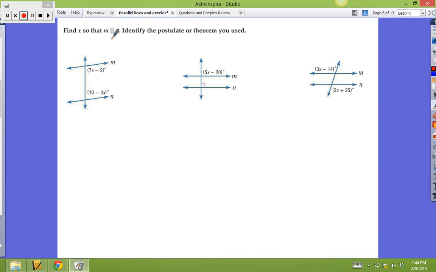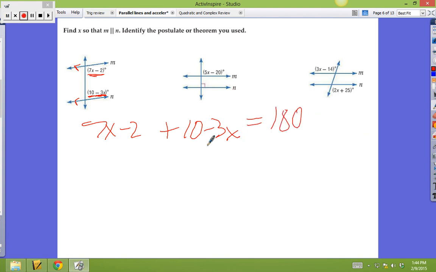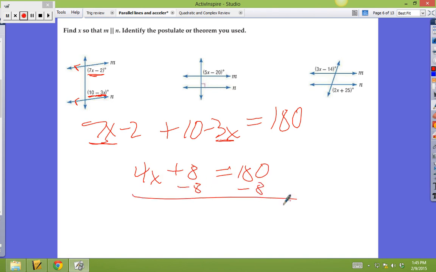Alright, now you want to make them parallel, so kind of like the one we did earlier, you got to find the value of x so that they will be parallel. So I want to make M parallel to N, and these are consecutive interiors, so that means they are supplementary. So I've got to do the algebra: 7x minus 2 plus the 10 minus 3x, and that has got to total to give you 180. So combine your like terms, your total of x's is going to be 4x and your 1's is going to be 8. So now minus 8, so 4x is equal to 172. So then you just got to divide by 4.